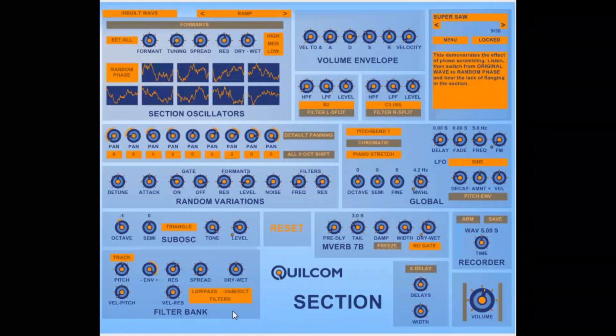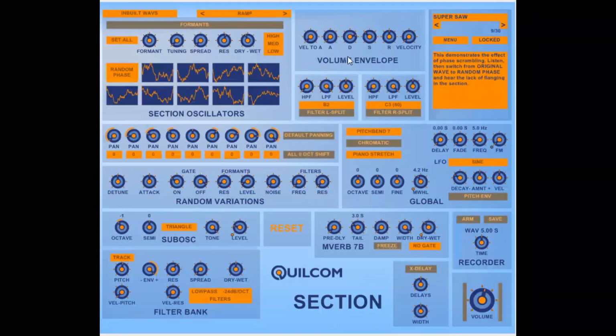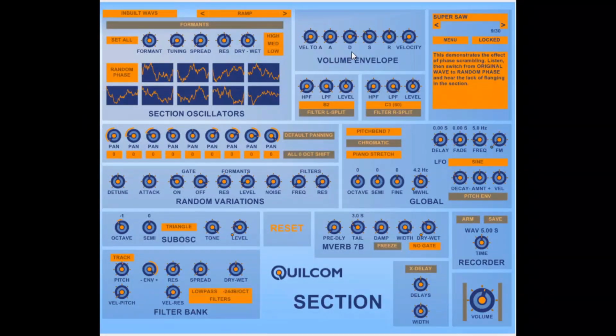I should mention at this point that the Quilcom section does use quite a lot of CPU, especially if you have the formant filters and the filter bank running at the same time. But don't forget, you've effectively got 9 synthesizers running in parallel per note played, so it's hardly surprising the CPU does climb a little bit. The volume envelope controls all 9 channels, all 9 players.